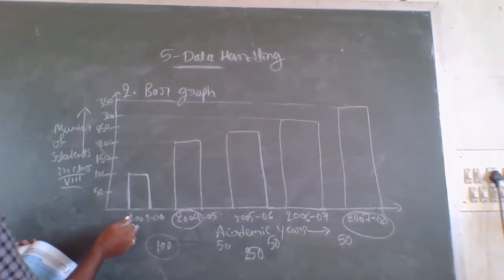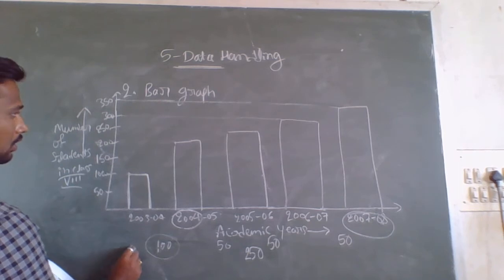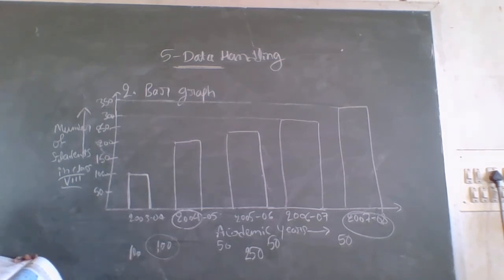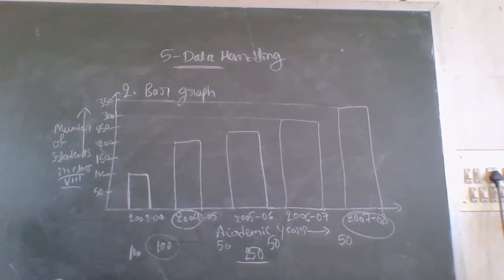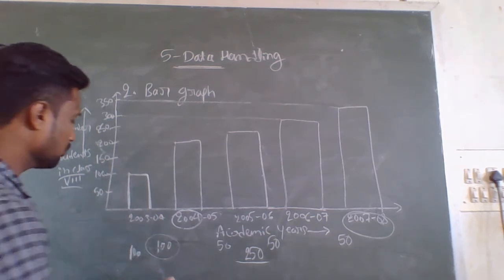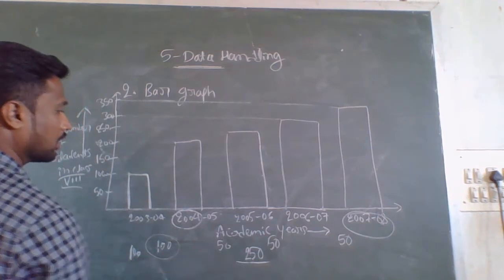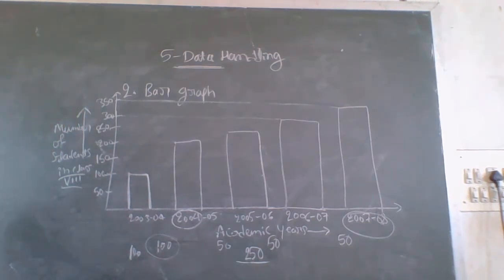2003 and 4 means it is 100. It is 100, and here it is 250. It is more than twice. So here we have to mention false because it is more than twice. If it is 200, it is true, but here it is 250.